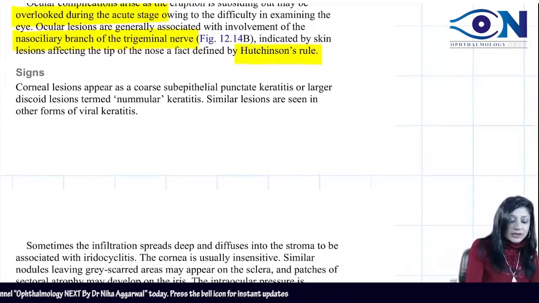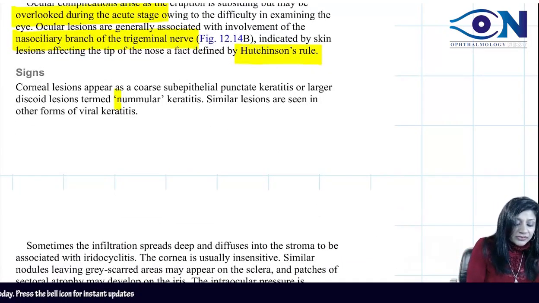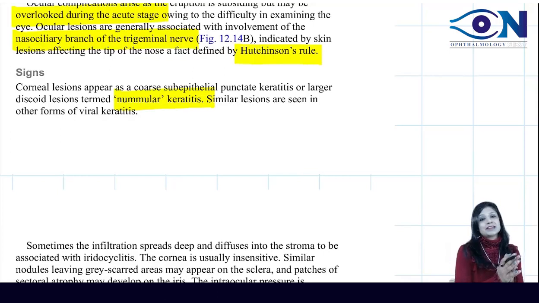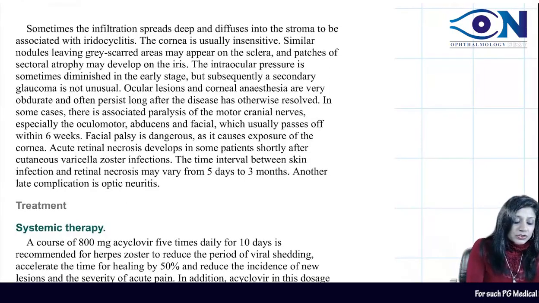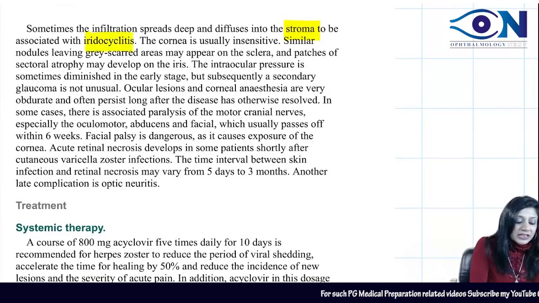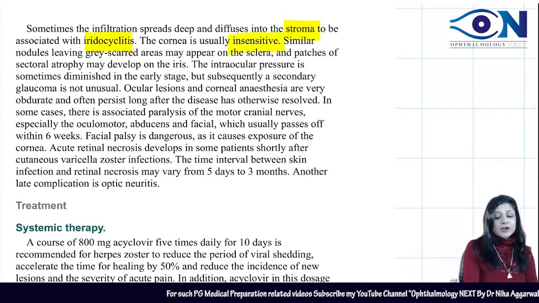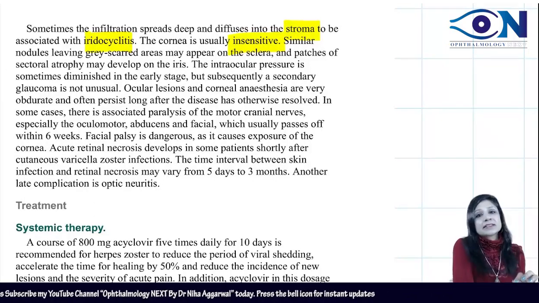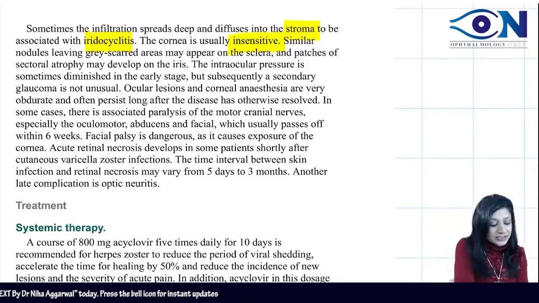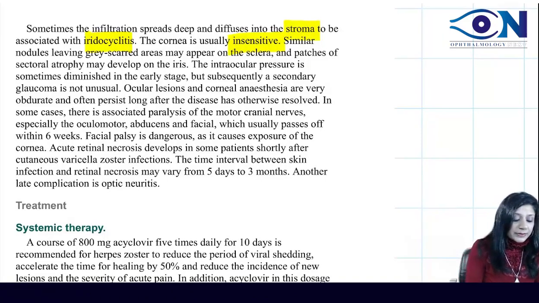The corneal signs, as I told you, the most characteristic is pneumokeratitis. As we were having the dendritic keratitis in herpes simplex, here we are having the coin-shaped areas, that is pneumokeratitis. Sometimes the infiltration spreads and diffuses into the stroma, then it can be associated with iridocyclitis, and corneal insensitivity has to be there. Decreased corneal sensation is a typical sign that you get in both the viral keratitis. Similar nodules leaving gray areas may appear on the sclera also.